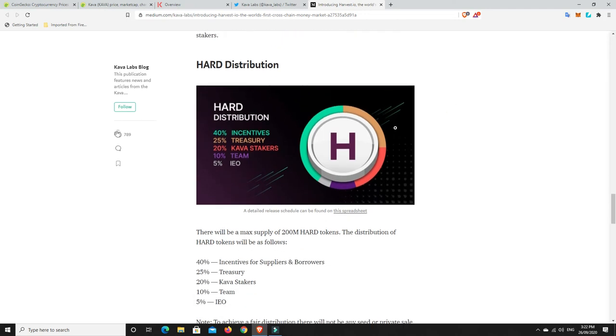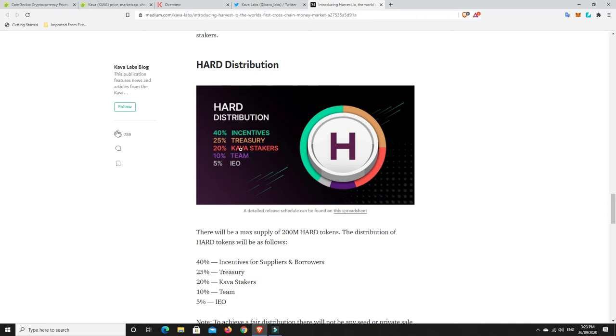So let's have a look at the distribution. 40% is for incentives, 25% is for the treasury, 20% is for KAVA stakers. So if you're staking KAVA, you are going to get a reward based on how well Hard does as well. 10% for the team. This is what I like. Only 10% is going to the team, and I think that's fair. And then 5% went to the IEO, the initial exchange offering. This is generally a lot bigger, and in the actual KAVA token itself it was a lot bigger as well. So you can see KAVA stakers.